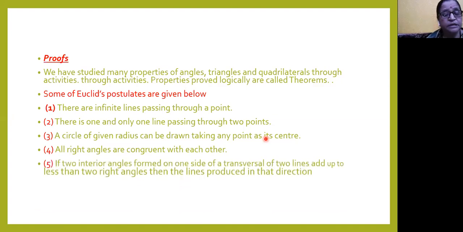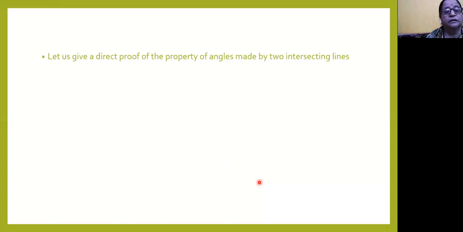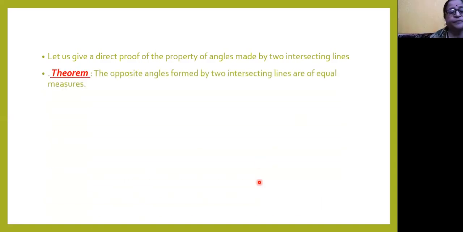Next, if the two interior angles formed on one side of the transversal of two lines add up to less than two right angles, then the lines produced in that direction meet. Next, let us give a direct proof of the property of angles made by two intersecting lines. The theorem is that the opposite angles formed by two intersecting lines are of equal measure.